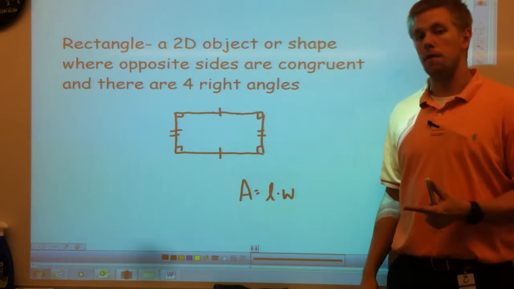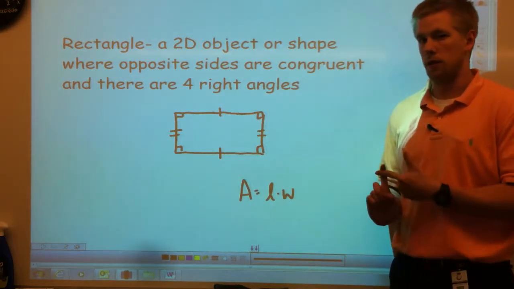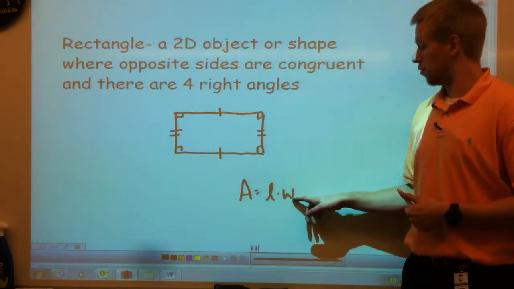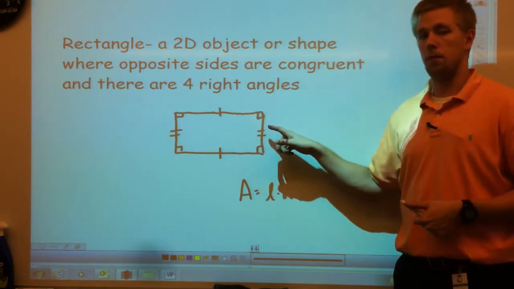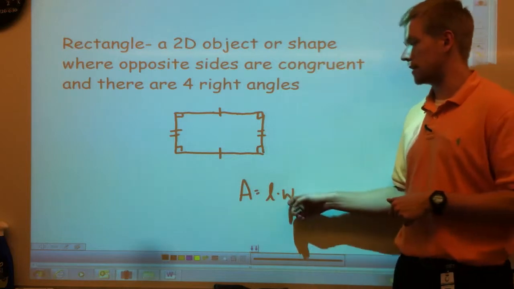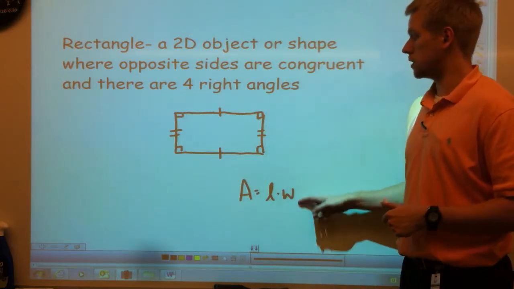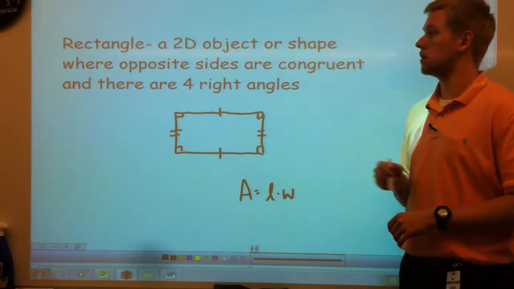The area formula for a rectangle is simply length times width. Most of you probably know that one. That was an easy one. A square has the same formula because a square is a rectangle. A square has all sides congruent, but it has four right angles. So the square formula is going to be the same, length times width, or side times side. Either one will work for a square. So this is the area rectangle formula. Okay, so that is rectangle.